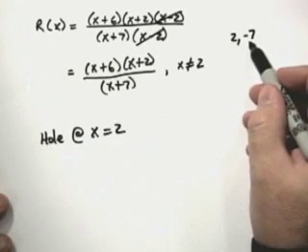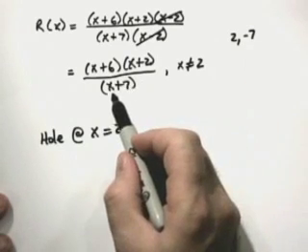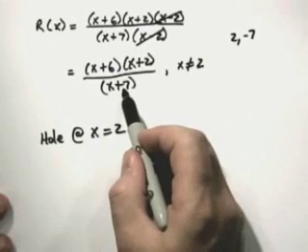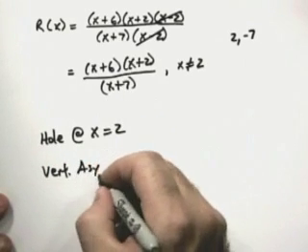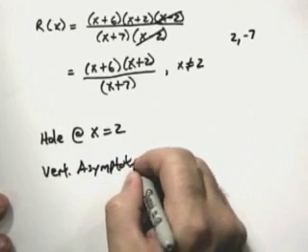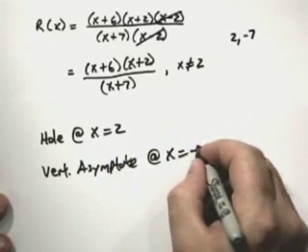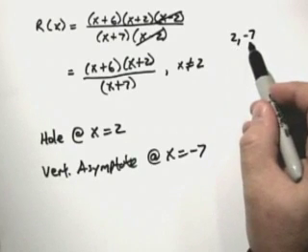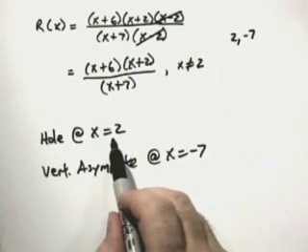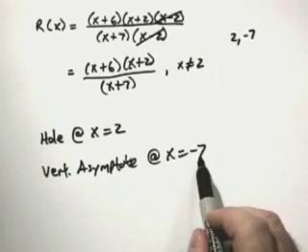The value x equal to negative 7, if we put in our denominator, will still make the denominator equal to 0. Therefore, we still have a vertical asymptote at x equal to negative 7. So our two restricted values for our function were 2 and negative 7. There will be a hole in the graph at 2 and a vertical asymptote at negative 7.